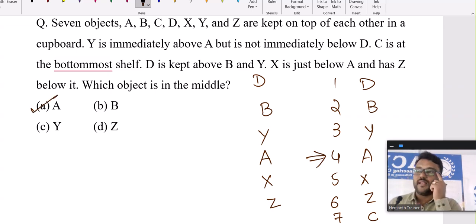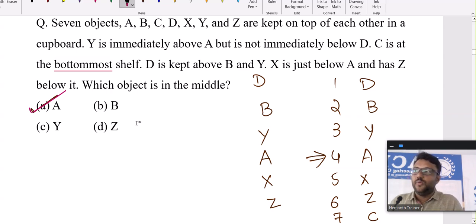They may ask you another question next, like which is in the top, which is second from the top. They can ask different questions. Okay, you can understand there is a possibility. So here option A is correct. Which object is in the middle is simply option A. See the next one.